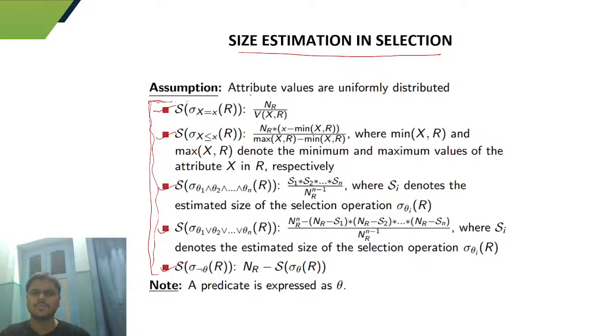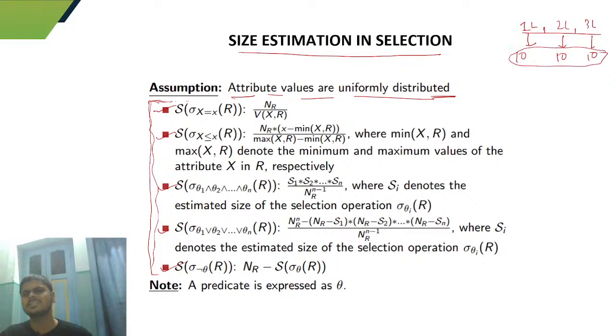First of all, we need to assume that attribute values are uniformly distributed. What do you mean by uniformly distributed? We are assuming that the values follow a uniform distribution. Like if we have 1 lakh salary, 2 lakh salary and 3 lakh salary, and if 1 lakh salary is 10 in number, then 2 lakh salary is also 10 in number, and 3 lakh salary is also 10 in number. So this is what uniform distribution means. Everything is uniformly distributed.